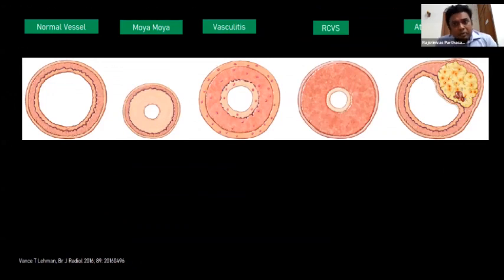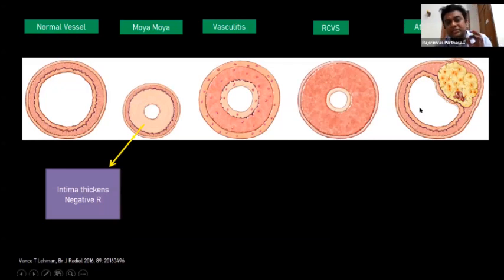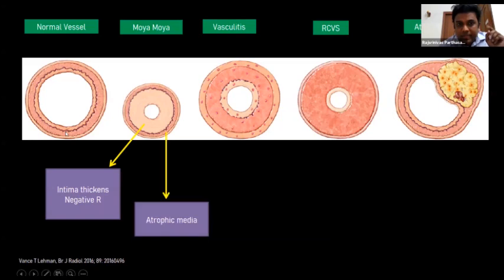As ma'am had pointed out, there are a variety of wall pathologies that we will be discussing during the course of this talk. The first and foremost is Moyamoya disease. So what happens in Moyamoya disease? There is thickening of the intima. The artery negatively remodels. That means the outer diameter of the artery is smaller than that of the normal vessel. There is atrophic media. So the intima thickens, but the media atrophies.